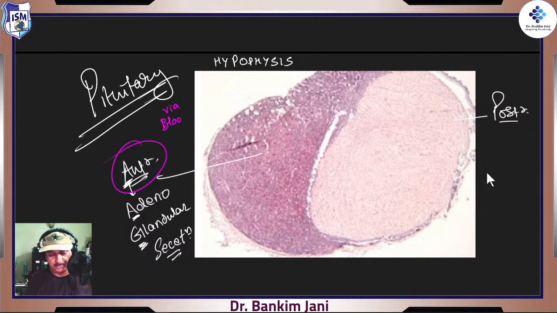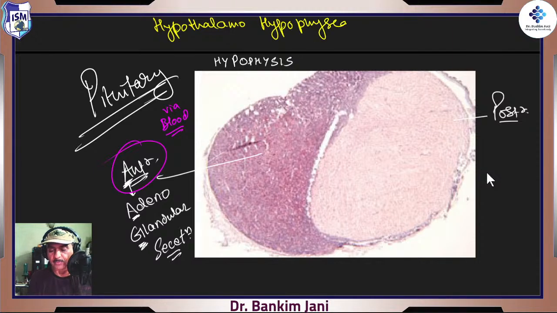If it is via blood, then there has to be a special system. And that system is called what? That system is called the hypothalamo-hypophyseal portal system. True? Long name, but it is quite simple. It is from the hypothalamus to the hypophysis, that is the pituitary. There are blood capillaries which will be carrying that hormone to this point.